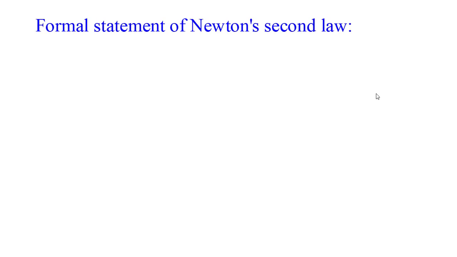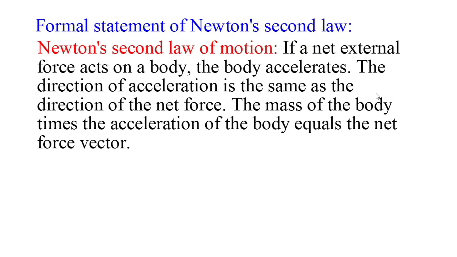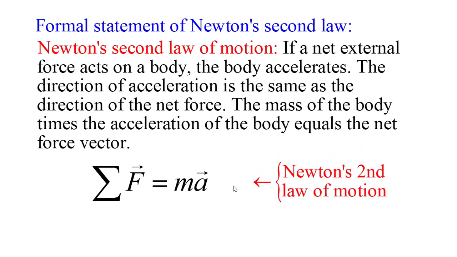Here is a formal statement of Newton's second law. Newton's second law of motion states that if a net external force acts on a body, the body accelerates. The direction of acceleration is the same as the direction of the net force. The mass of the body times the acceleration of the body equals the net force vector. So, the vector sum of all the forces acting on an object or on a system equals mass times acceleration. This is a formal statement of Newton's second law of motion.